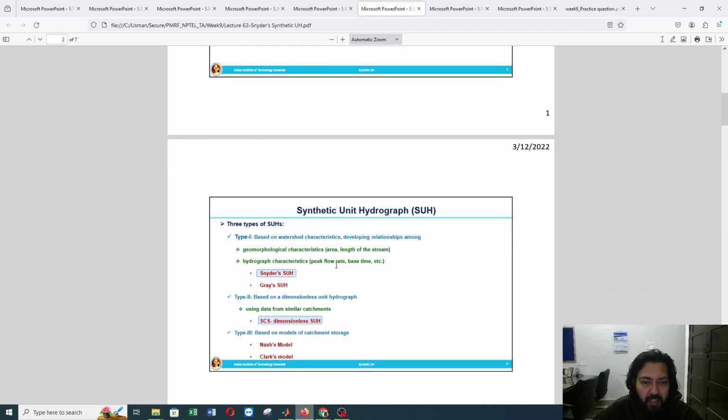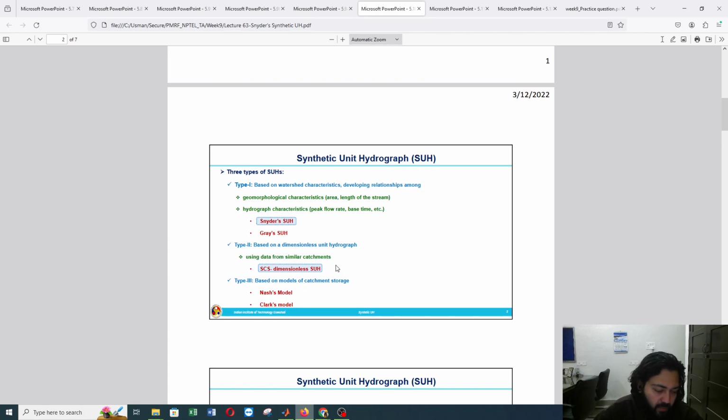There are three types of synthetic unit hydrograph. The first is based on hydrograph characteristics, right? What do we mean by that? That is watershed characteristics, right? So we should know two characteristics, that is geomorphological characteristics as well as hydrograph characteristics, right? This kind of synthetic hydrograph is mostly known as Snyder's synthetic unit hydrograph. So we are first going to talk about Snyder's synthetic unit hydrograph, and this is under the category based on watershed characteristics.